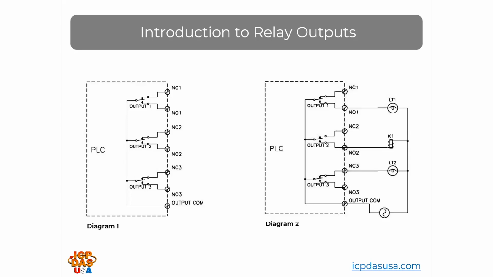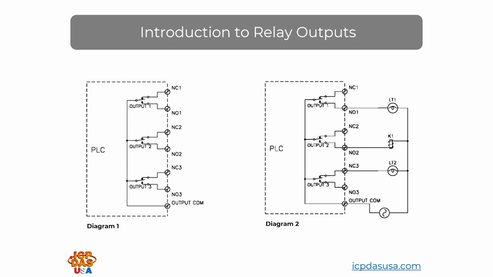In diagram 2 on the right, you see a typical connection diagram for a relay output unit with 3 Form C contacts with common outputs. The power source shown is an AC supply, which could be 120 VAC building power. The wiring shows lamp LT1 will only light up when output 1 is turned on because the lamp is connected to a normally open terminal for output 1.